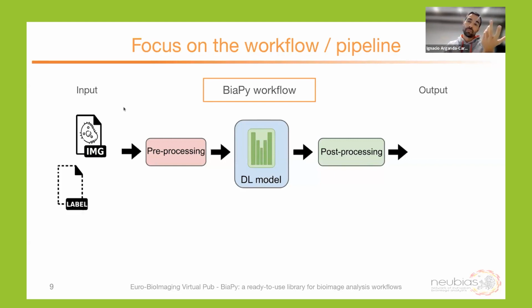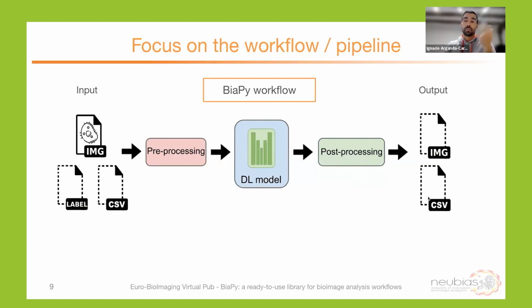But we could also have images containing their labels, for example, for segmentations, or some annotation files, for example, in the form of a CSV file with detection classes for classification, etc. And the output, well, it could be an image, not always, of course, or an annotation file where we have maybe the positions of the predicted detections or the classified categories that the whole pipeline predicts, etc.